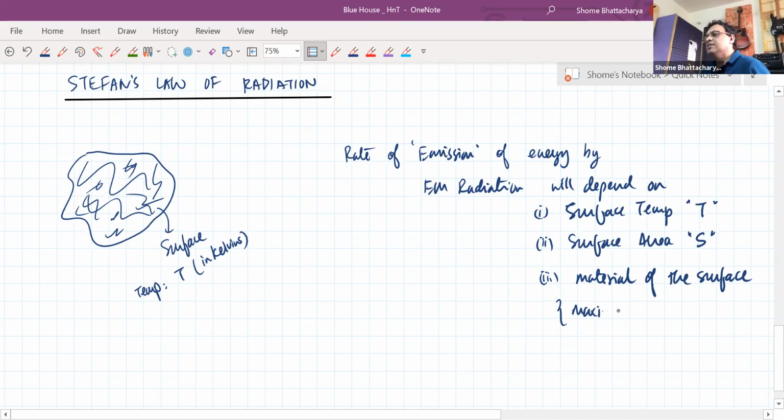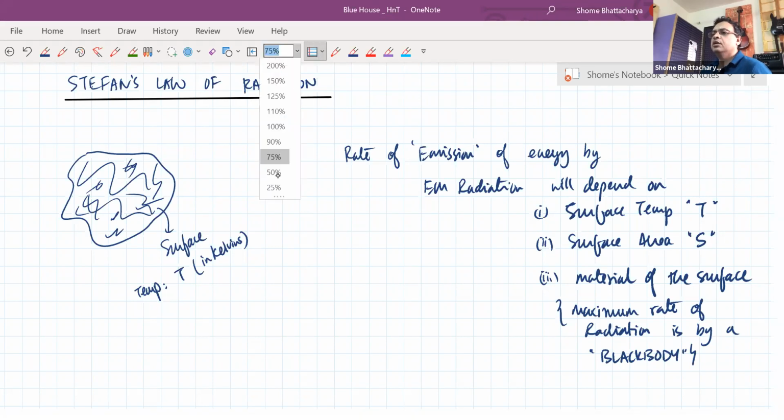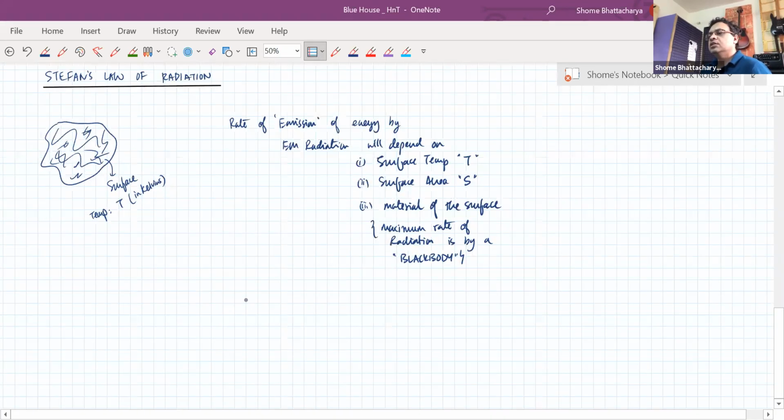So the maximum rate of radiation is by what is called a black body. A black body is a material which is a perfect emitter or the perfect absorber of heat. So I'm coming to that. Related to this now is a definition which is called the emissive power.